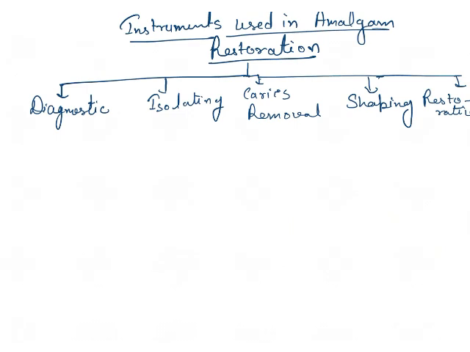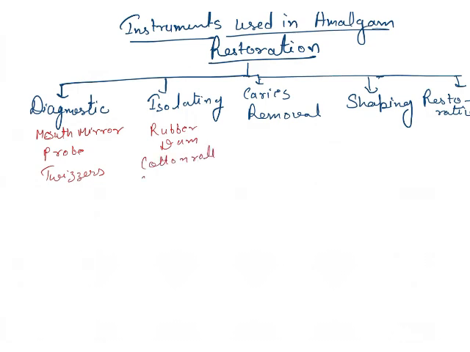restoration. So first of all, we have the diagnostic instruments. What are the diagnostic instruments? Mouth mirror. We all are familiar with the mouth mirror. Then we have probes, then we have tweezers, right? Then comes your isolating instruments. Generally we use rubber dam, cotton roll, then we use saliva ejector, and then suction. This is saliva ejector, and then the suction apparatus, or we just call it suction, right?